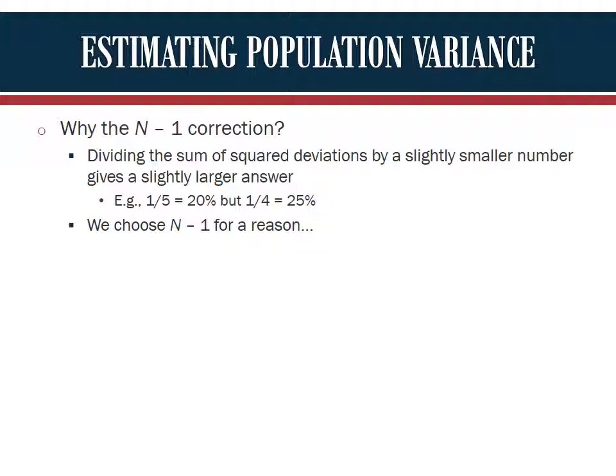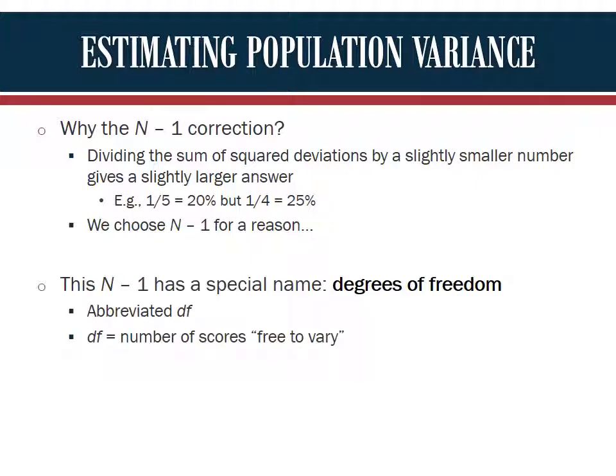But we choose n minus 1 for a reason. So we don't do n minus 1/2 or n minus 2 or n minus 3. We choose n minus 1 in particular for a very particular reason. This term n minus 1 has a special name in statistics. We call it degrees of freedom. So you will often see this abbreviated as DF, which is just degrees of freedom. It's going to be an important concept throughout the rest of the course, especially as we're going through t-tests.